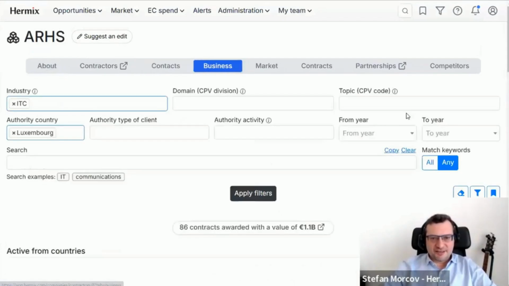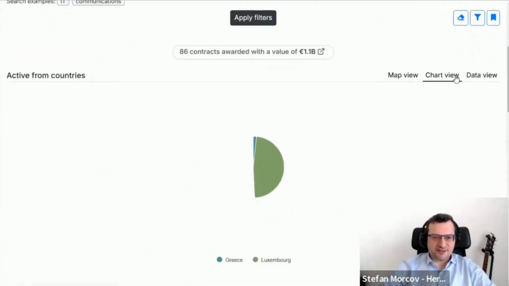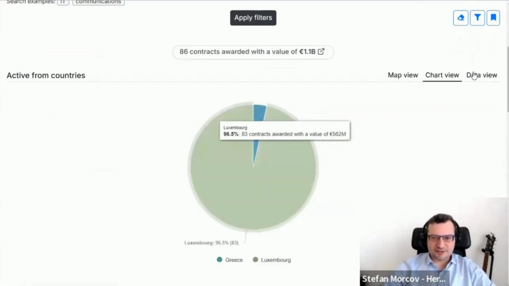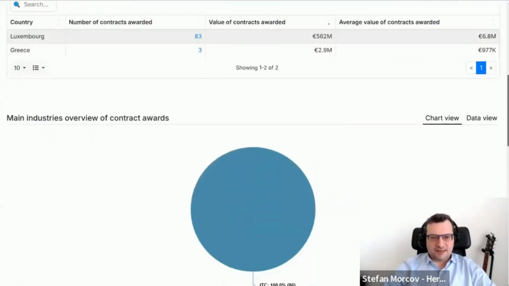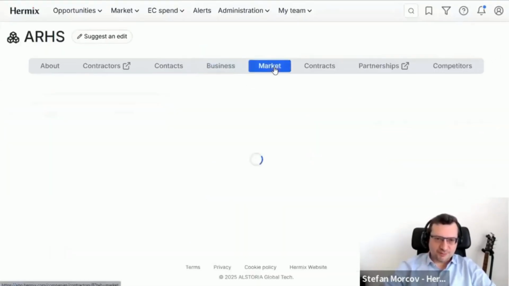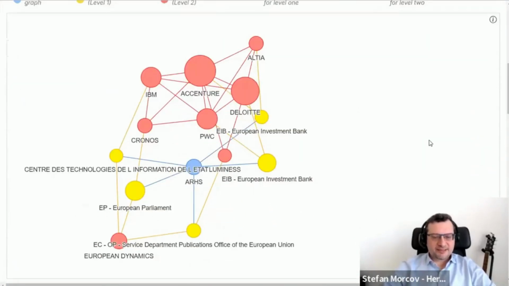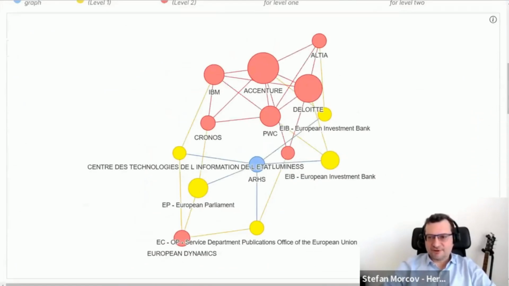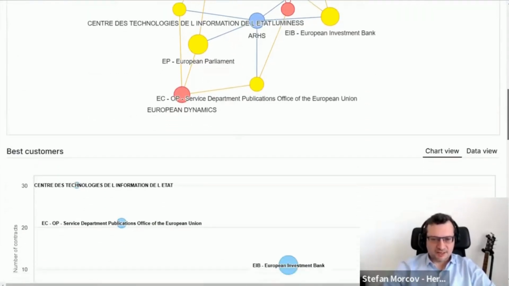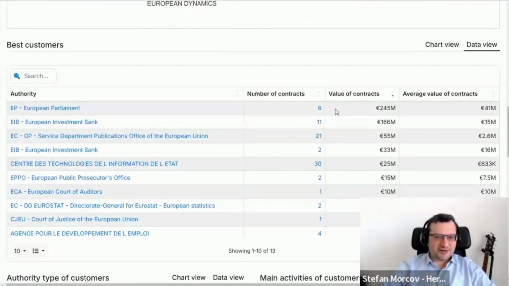I have the business. What are they selling? From where are they delivering? So mostly Luxembourg and Greece. And what services they are delivering, but also their market. Their market meaning best suppliers, the network of the clients, relations between them, the chart view or the data view of their customers.